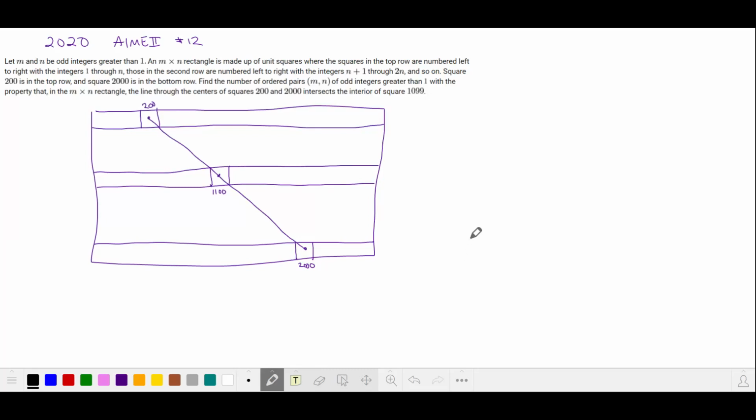We have an m by n rectangle. Square 200 is in the first row. Square 2000 is in the last row. We notice that 200 plus the average of 200 and 2000 is 1100.